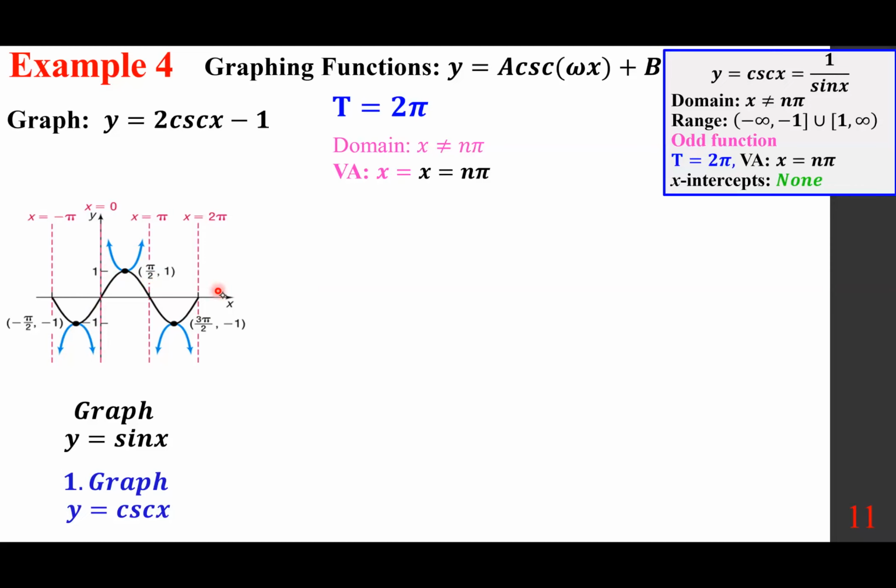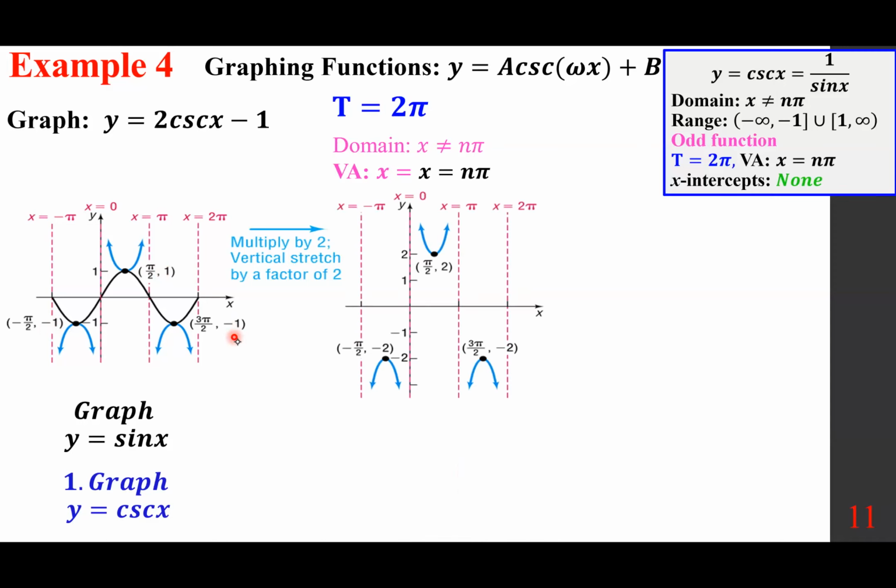Now we are going to go with the number 2. That means we're going to stretch it by a factor of 2. When you stretch it by a factor of 2, the y-coordinates get multiplied by 2. Same thing, pi over 2, 1. Pi over 2 doesn't change, but 1 becomes 2. Okay. Negative pi over 2, -1. -1 becomes -2. This -1 becomes -2. So that's the stretch. Okay. So it moves up in essence.